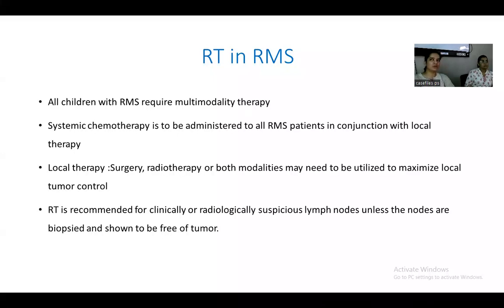Now coming to the role of radiotherapy in rhabdomyosarcomas. All the children with RMS require multimodality therapy. Systemic chemotherapy is administered for all of the patients in conjunction with the local therapy. Local therapy can include surgery and radiotherapy or both. RT is recommended for clinically and radiologically suspicious lymph nodes unless the nodes are biopsied and shown to be free of the tumor.